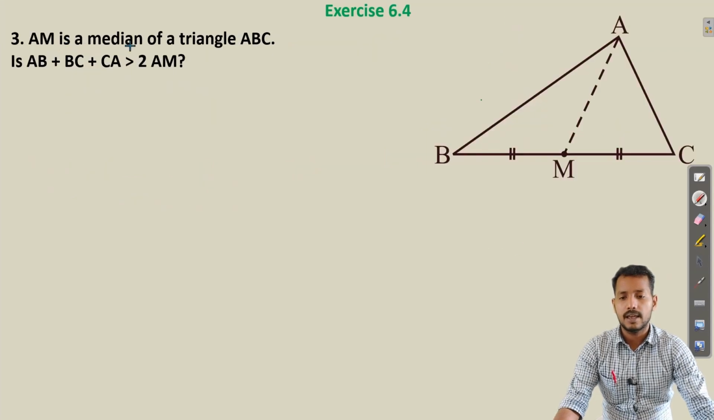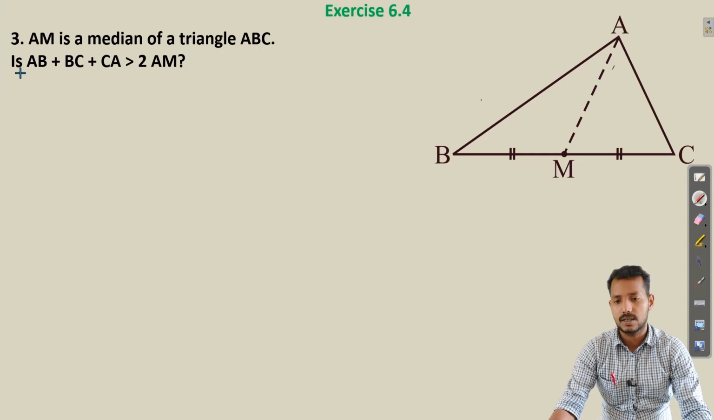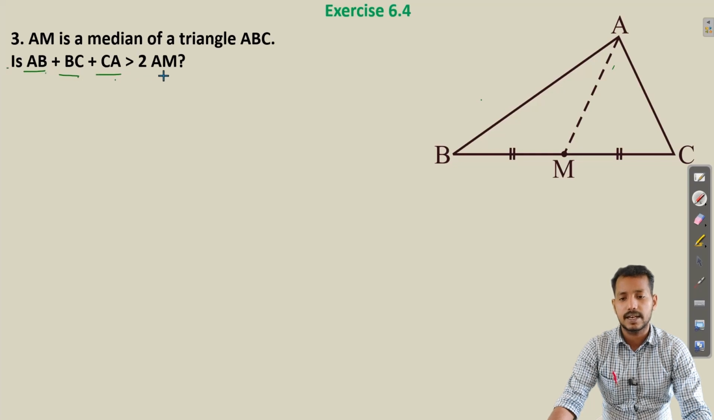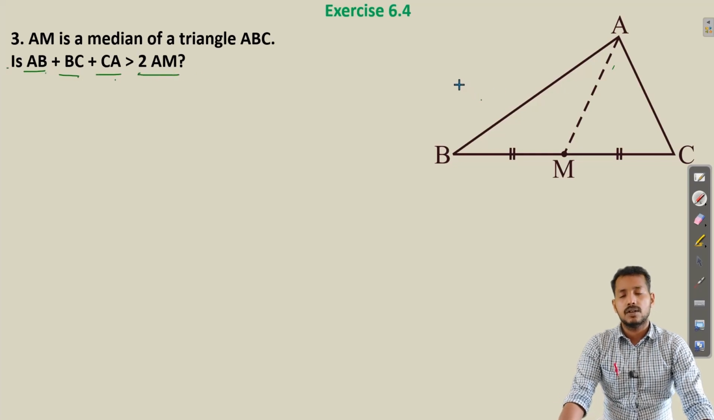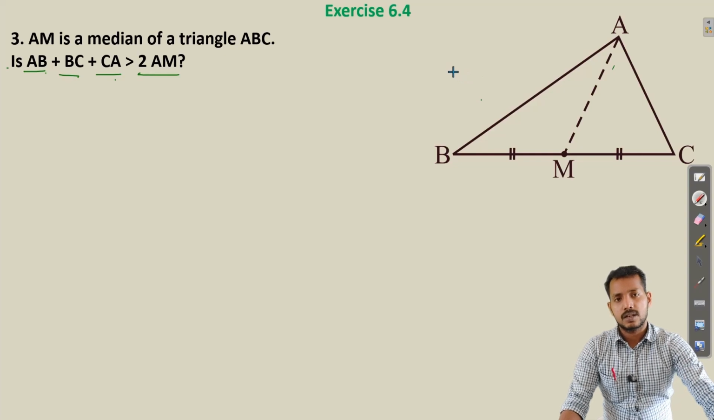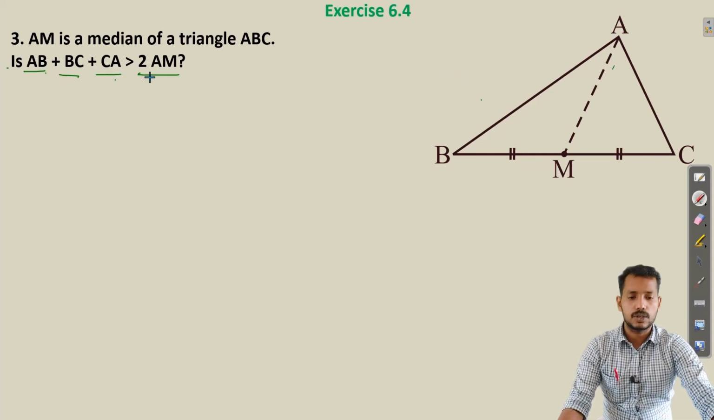Question is, AM is a median of triangle ABC. Is AB plus BC plus CA greater than 2AM? That is the question. Let's check whether it is true or not.